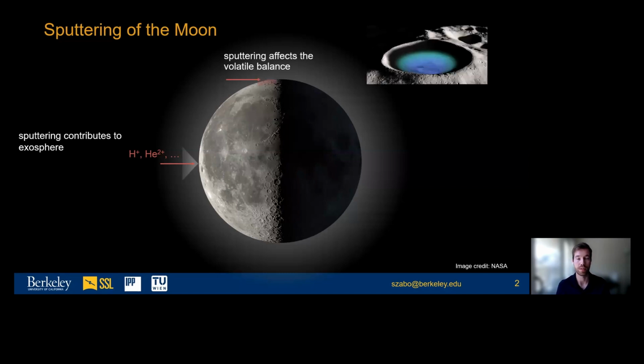Now, there is also an interesting aspect regarding the volatile balance about the ion radiation, because solar wind hydrogen can be implanted and contribute to the hydroxylation of the lunar surface. But sputtering as a result of ion impacts can also remove volatiles from the surface. And therefore, we require a good understanding of how the sputtering process actually works to see how the volatile balance is affected by this process.